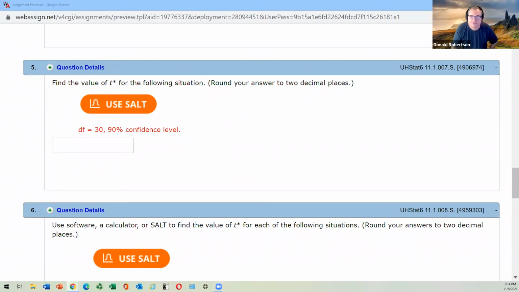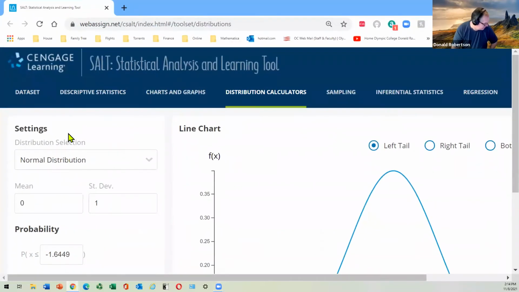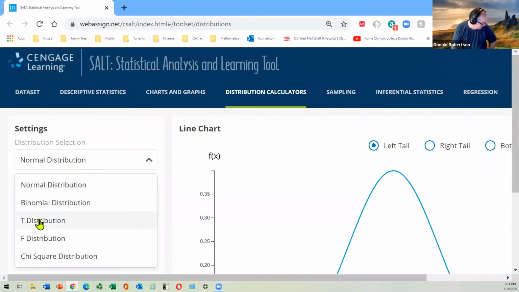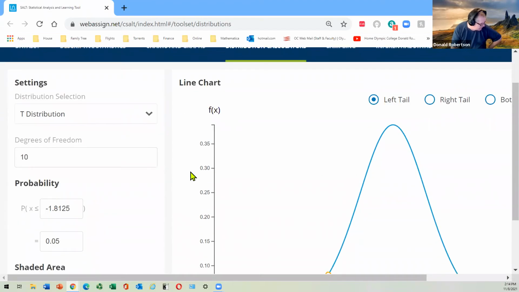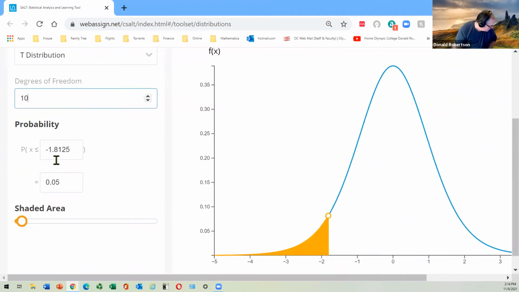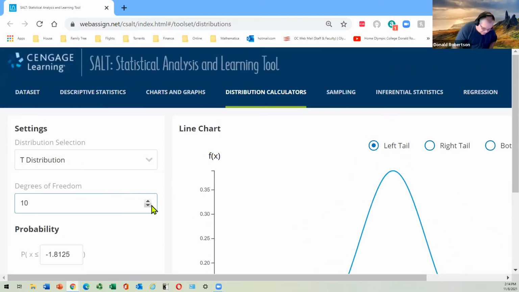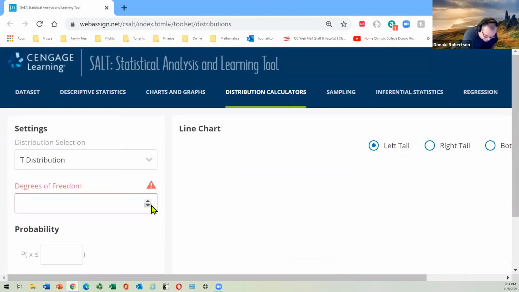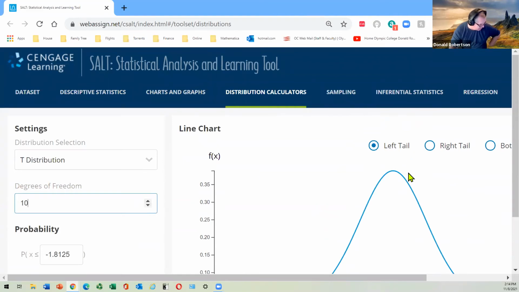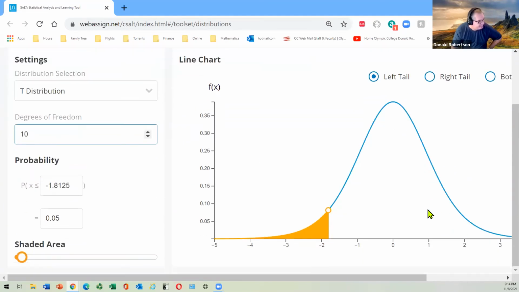Here is SALT. Now, do you see a guy third from the top called T distribution? So you're going to click on that. Now, it starts off with a guy called degrees of freedom. And the degrees of freedom are one less than the sample. And there is your student T distribution.